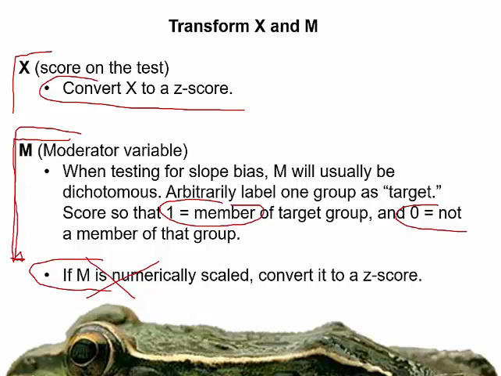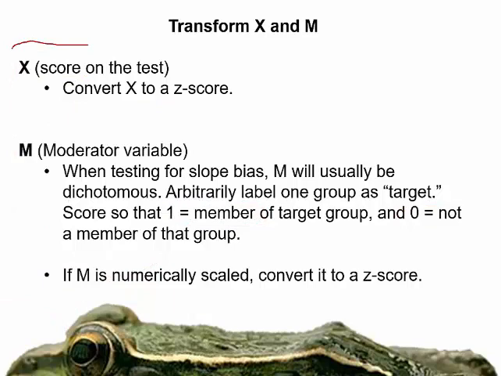So at this point, we've got two key variables. We've got our target scale, say the Froggy Skills dancing test, and we converted that to a z-score. Then we have our moderator variable, which is your group membership, scored either 0 or 1, depending on what group you're in.